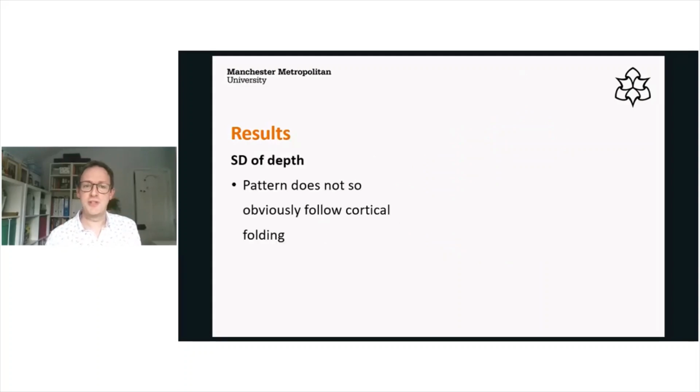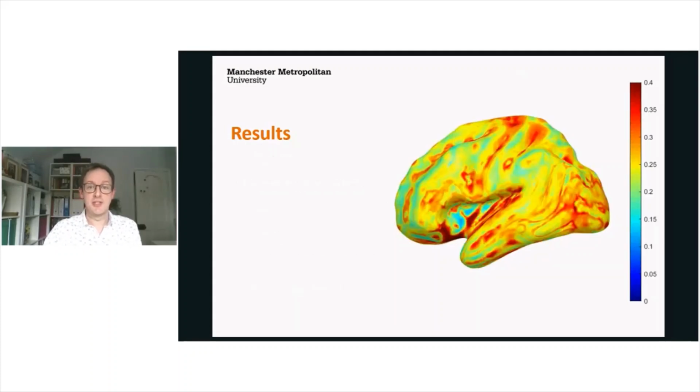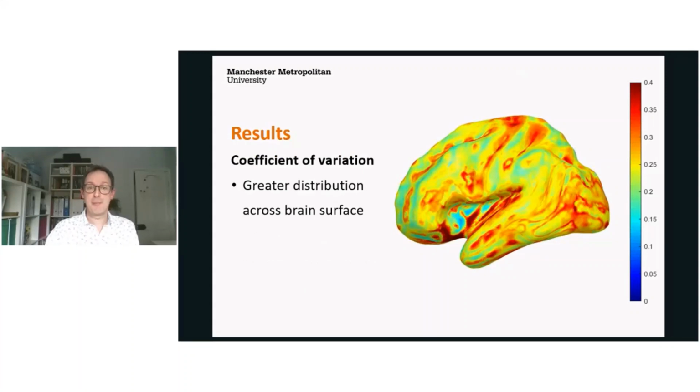Now, if we talk about the standard deviation of depth, the pattern isn't quite so obviously mapped onto cortical folding. Why would that be? It means that there's some variance introduced into this measure that is not related primarily to depth. And the way to spot that is to divide the standard deviation image shown here by the mean image shown in the previous slide to get this image, which is the coefficient of variation. Now, the coefficient of variation suddenly has a much wider distribution across this brain surface.